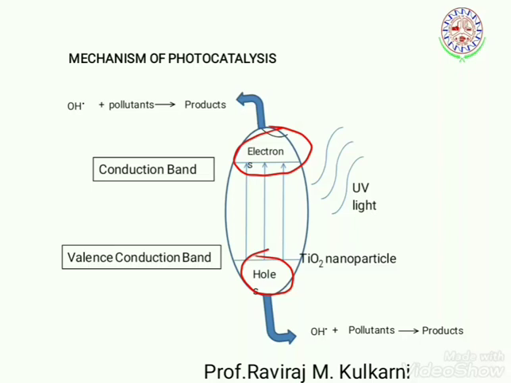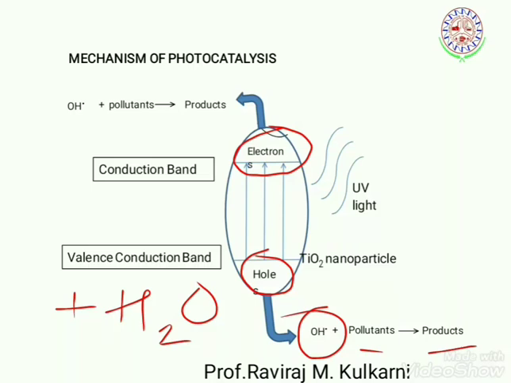The holes produced in the valence band react with water to form OH radicals. These OH radicals react with pollutants to give the degraded products. Maybe complete degradation, meaning carbon dioxide and water, and partially degraded products may also be formed. This happens in the valence band.